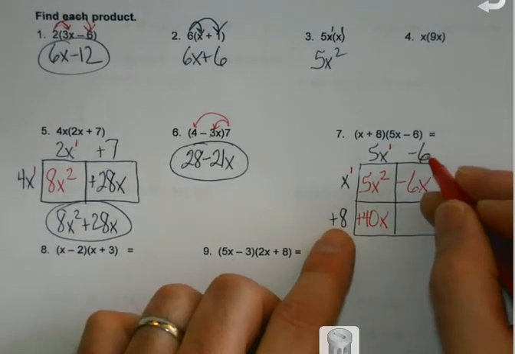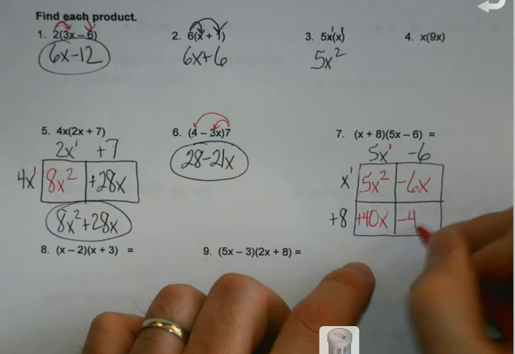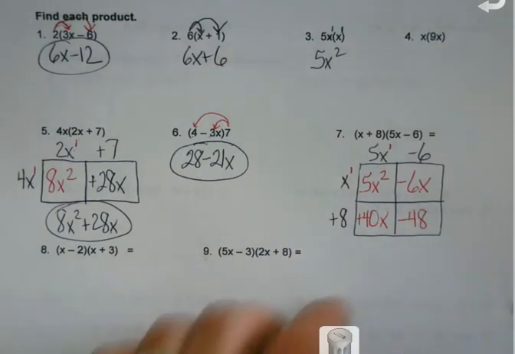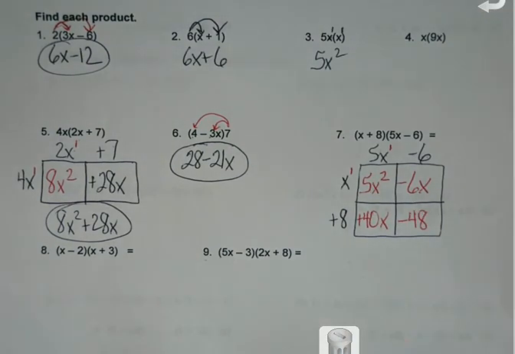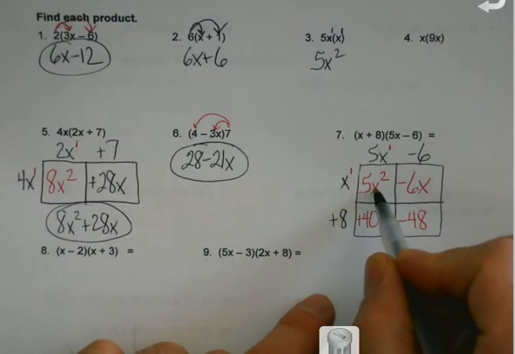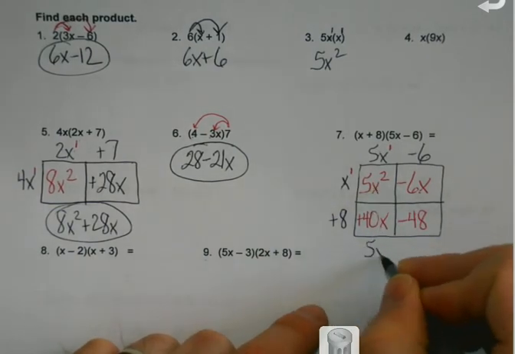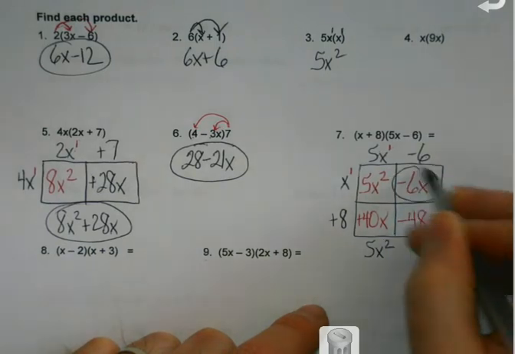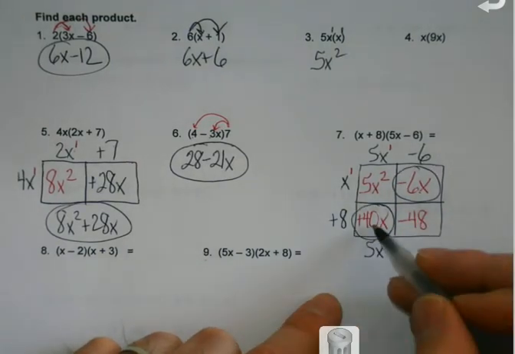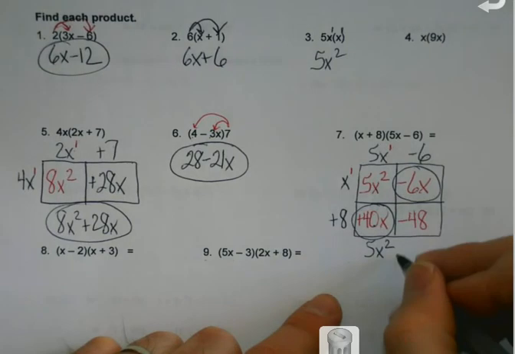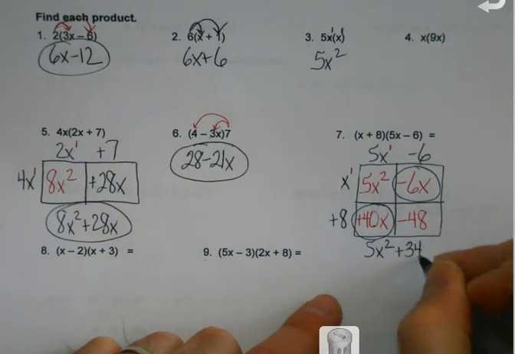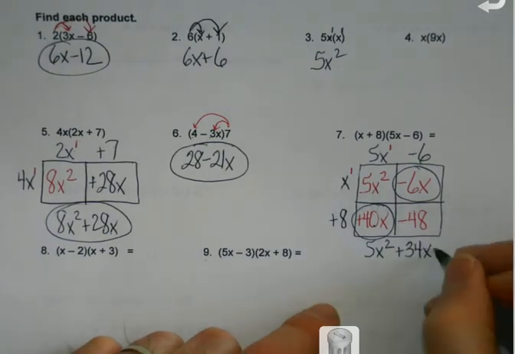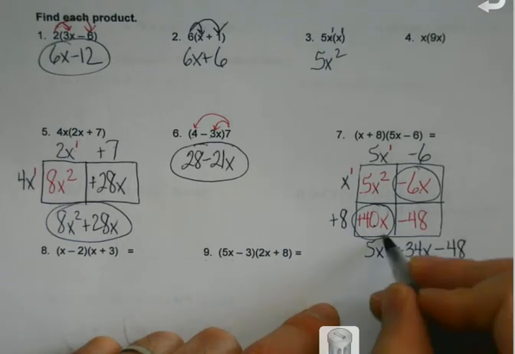And then again, we're multiplying. 8 times negative 6 is negative 48. And here's why I'm a big fan of the box. The box organizes things for you in degree order even, and that's nice. Because whatever the biggest thing is going to be here in the upper left. So I got 5x squared. And then as I move through the diagonals, that's where my like terms are going to be. 40 and negative 6 is 34. And then minus 48.